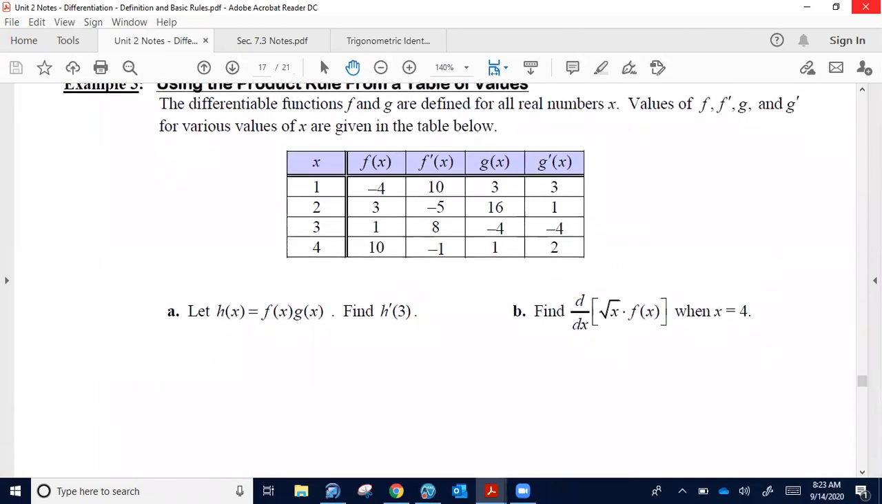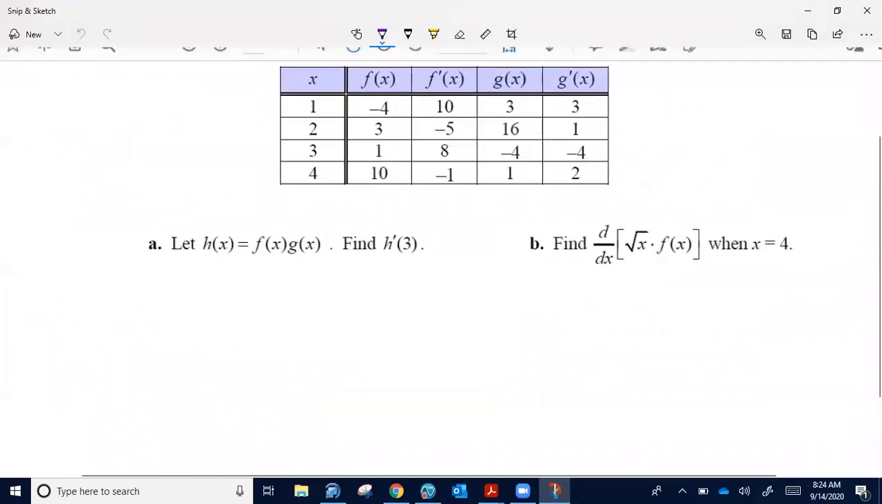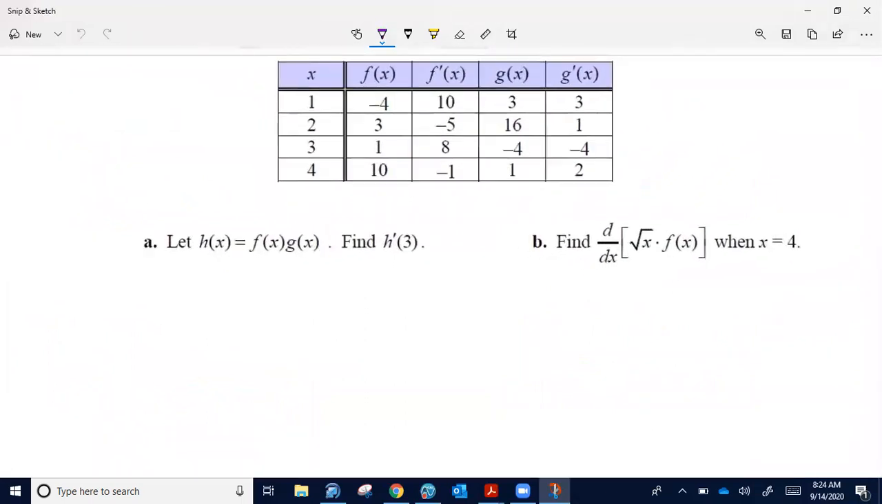Another way they love to throw these product rules at us is to give us a chart-like problem like this. It takes the algebra away and it really focuses on, do you understand your calculus skills? So let h of x equal f of x, g of x. Again, we have multiple x's, things multiplied together. We have an f of x piece and a g of x piece. This is going to be a product rule. Find h prime of 3. Find the derivative of h at 3, where h is the product of f and g.